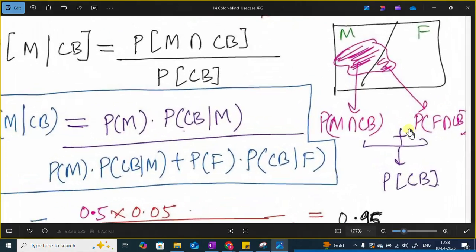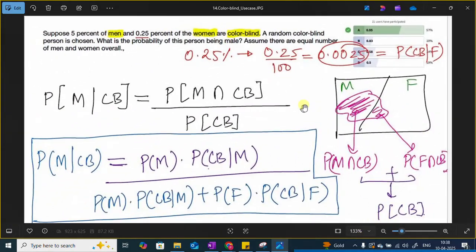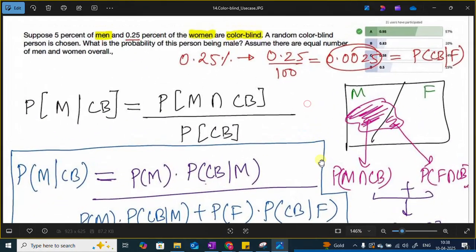Suppose it's a color blindness example. Generally, it's a medical domain. We use such type of problem statement to find out the answer. Suppose 5% of the men and 0.25 percentage of the women are color blind. Color blind means they are visually impaired, they are not able to see properly.